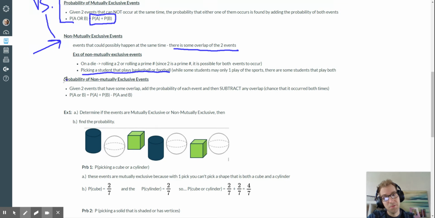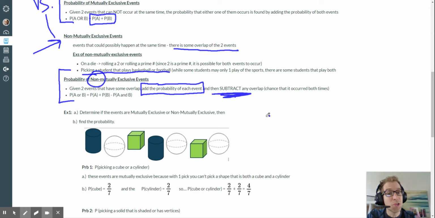Now, the formula does change a little bit when you're looking at non-mutually exclusive. Given that there are two events that have some overlap, the first part's the same. You're still going to add the probability of each event, like we did in the first one, but you have to remember to then subtract any overlap. However many times there was that overlap, you have to subtract that away and factor that in. So once again, you would add the probabilities, probability of A plus probability of B, but notice minus the probability of where they both overlap, where they're both happening at the same time.